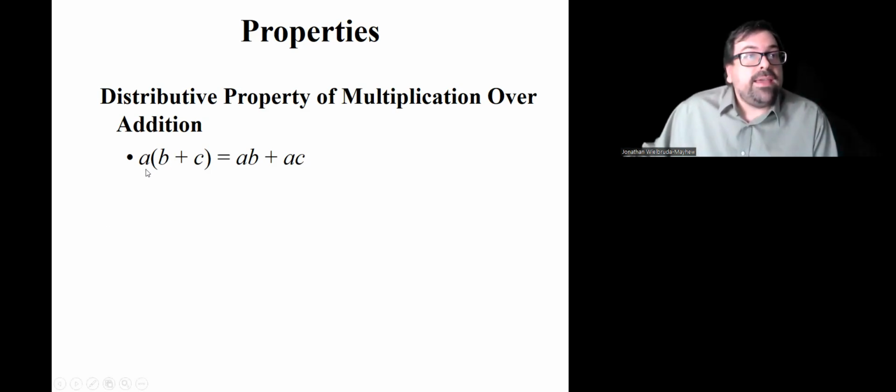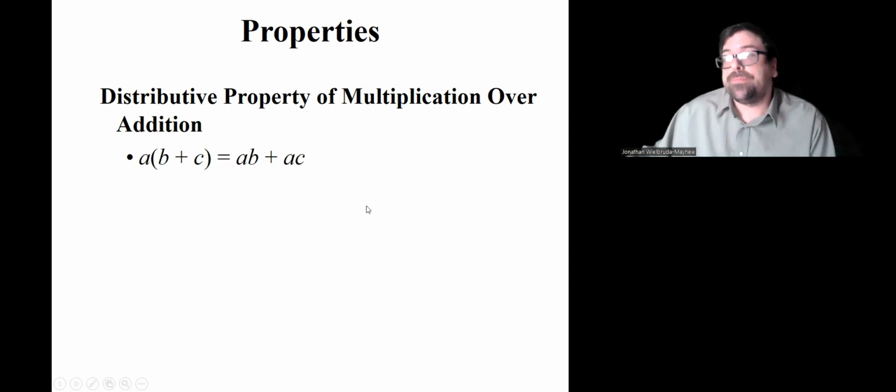If we have A times the sum B plus C, we can multiply the A times the B and then add the A times the C. And we're going to take a deep dive into the distributive property at the end of this video after we go through the rest of these properties.